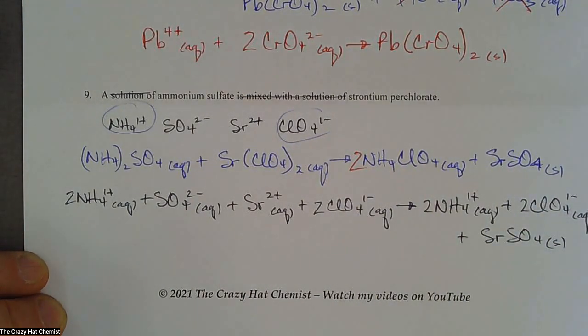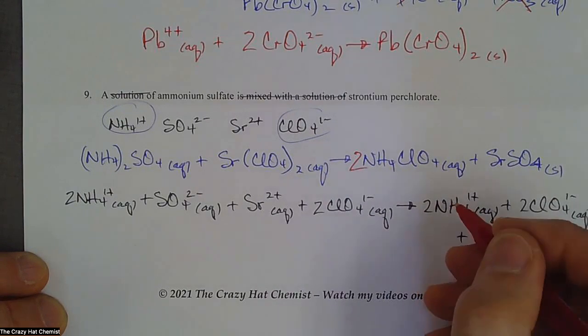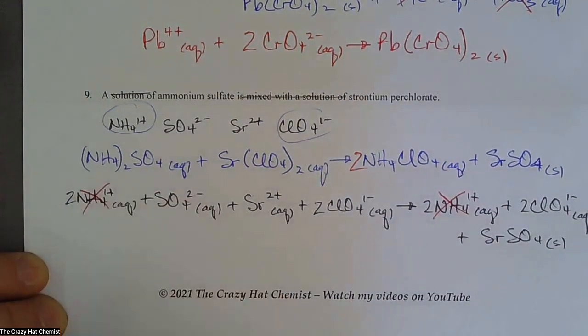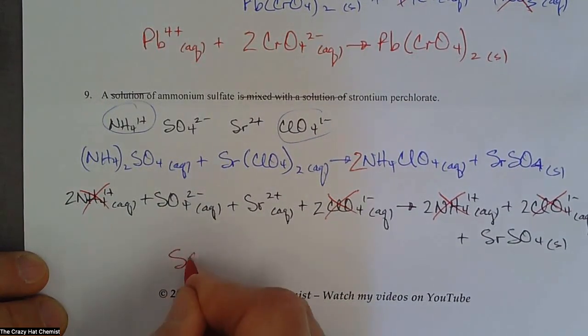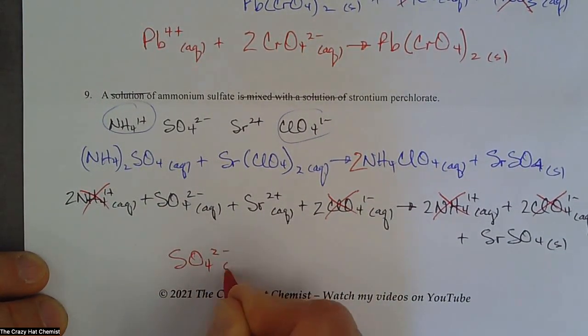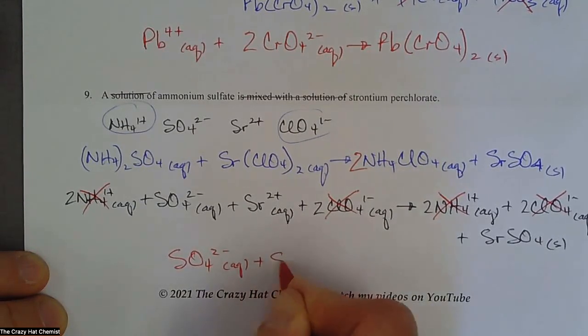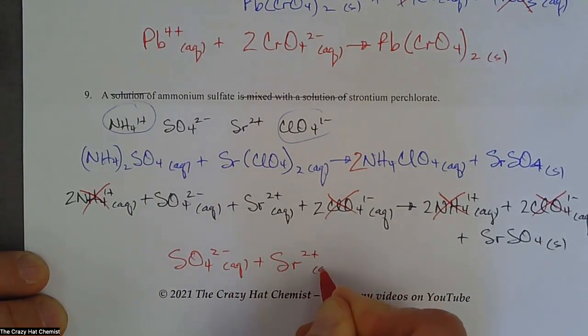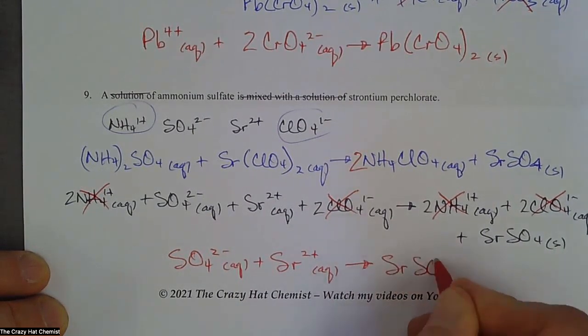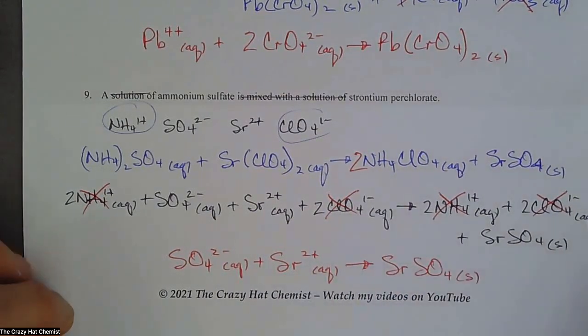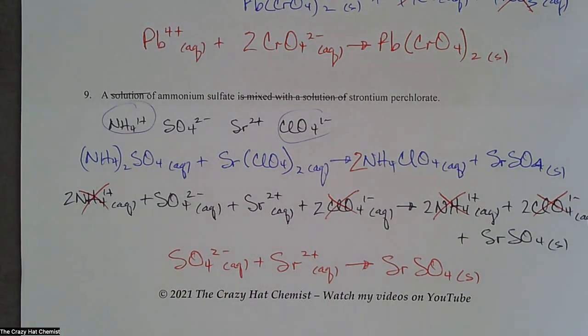So we're going to cross out our spectator common ions, the 2 ammonium ions and the 2 perchlorate ions, and we're left with the sulfate ion and the strontium ion, both of them aqueous, and then we get strontium sulfate as our insoluble precipitate. Boom!